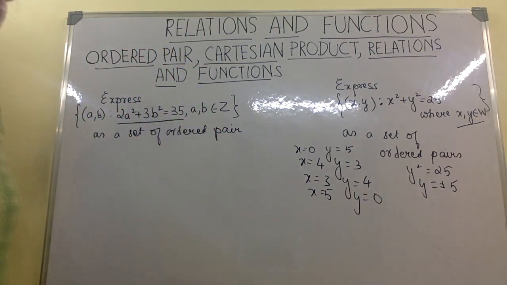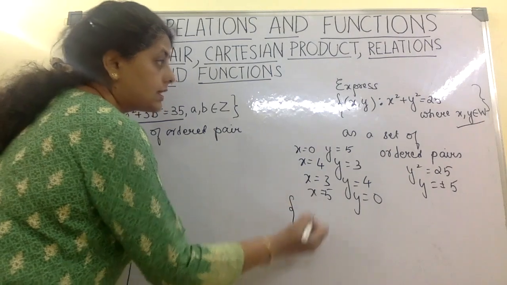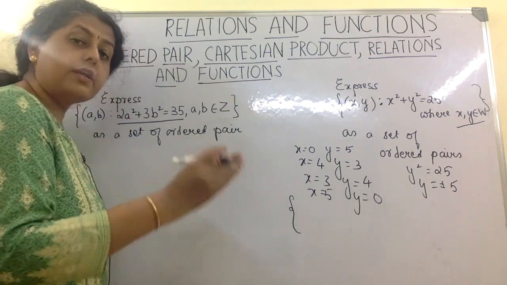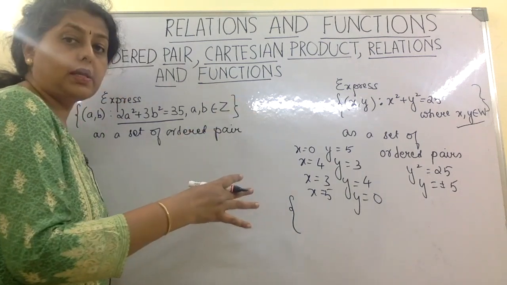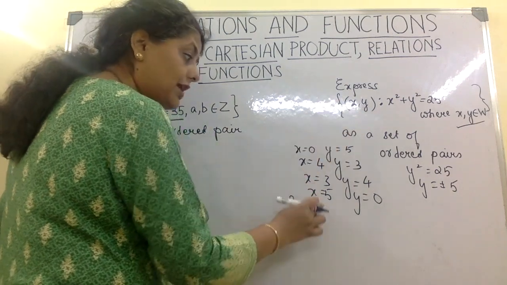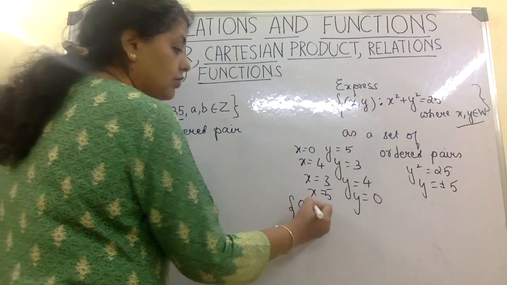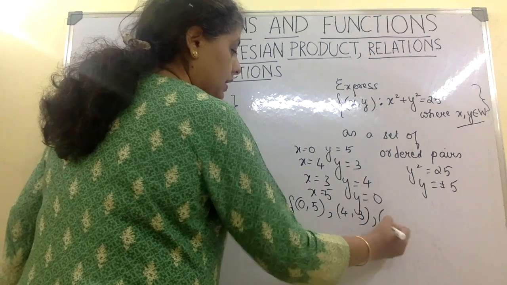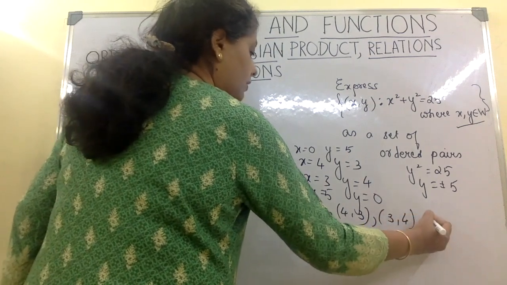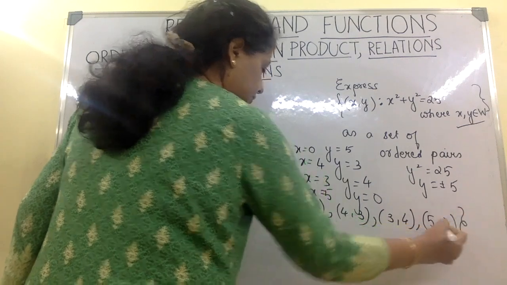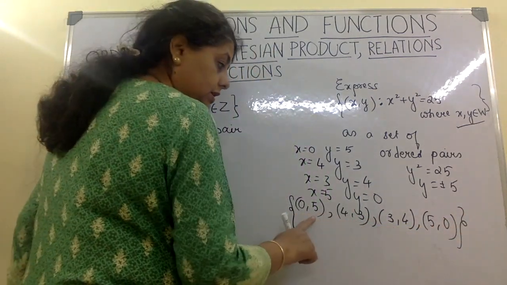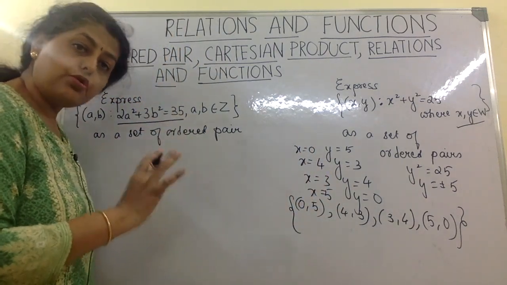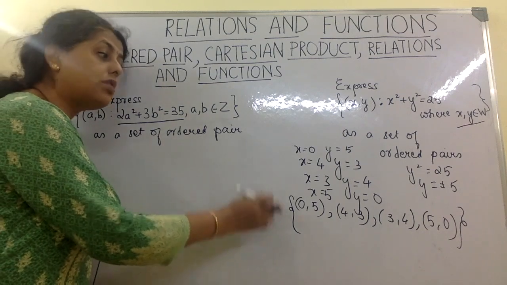Now what is the set? The set becomes (0, 5). I cannot write (5, 0). If I write (5, 0), it is a different ordered pair. And here I am supposed to write all the x values first and then the y values. So (0, 5), and look at the bracket, comma, (4, 3) and a comma, (3, 4) and a comma, and (5, 0). So these are different ordered pairs. As I said, the order matters, so the order should be correct. So this is one set of ordered pairs.